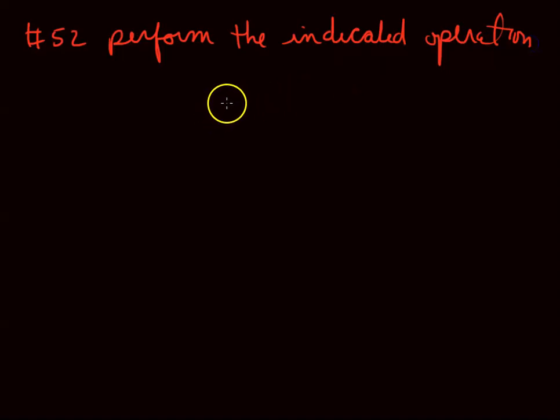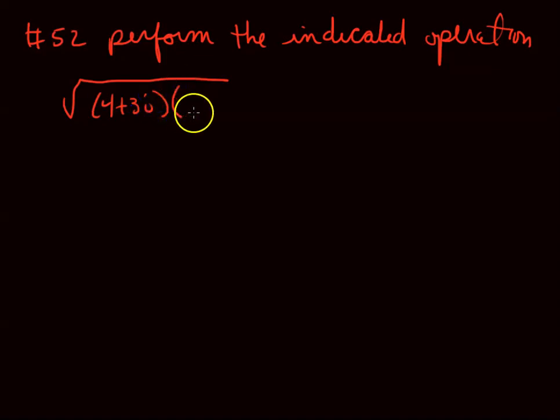On the square root of 4 plus 3i times 3i minus 4. Now you can do this several different ways, but I guess I'm going to do it sort of the brute force way and not do any really slick tricks.